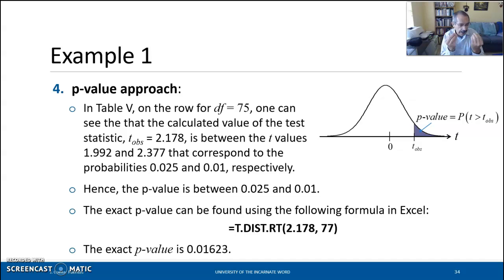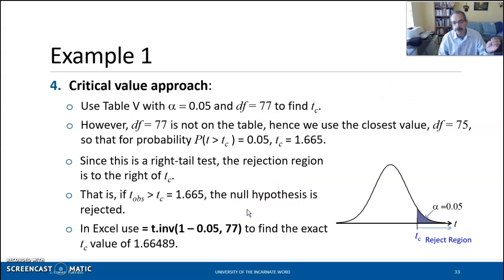But we don't know the exact p-value. We cannot determine it from table 5. So here is where the formula in Excel becomes very useful. I'm giving the formula there, and if you put it into Excel, you will find that the p-value is 0.0163, as we said, between these two values. So now we know the p-value and the critical value that determines the rejection region.